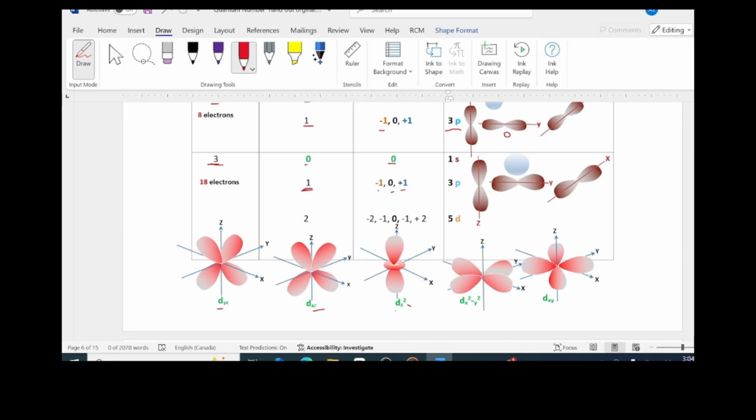If I say to you n equals 3, L equals 2, I'm talking about one of these 5 d orbitals here. And I say, let's say this one corresponds to that, ML is equal to this one here. I'm talking about this orbital here. And of course, for the 2 electrons, one is going to be ms equal to positive half and the other negative half. I hope that was useful to you.